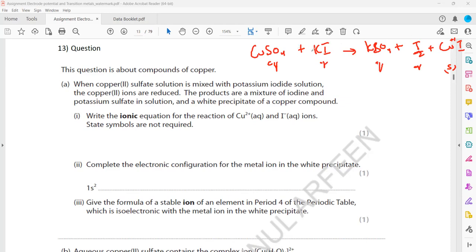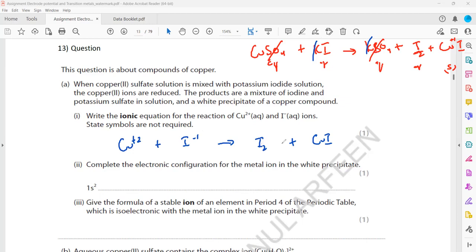First, we cancel out the common ions. Sulfate ions are common, so we cancel them. Potassium ions are common, so we cancel them. So what we have is copper(II) ions reacting with iodide ions. As a result, it will produce iodine and copper(I) iodide. Then we have to balance the equation.